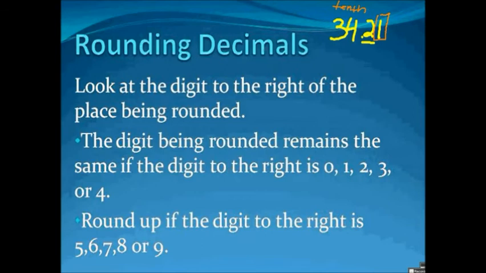The digit being rounded remains the same if the digit to the right is 0, 1, 2, 3, or 4. So if we look right here, basically if it's 5 or greater, it rounds up, but if it's 4 or below, it stays the same. So this 1 makes the 2 stay the same. So 34 and 21 hundredths rounded to the nearest tenth is going to be 34.2.